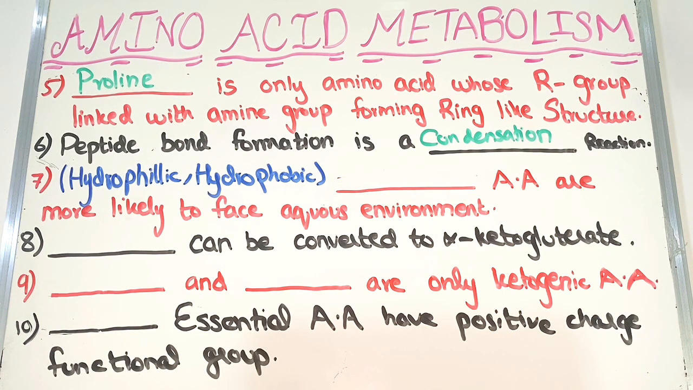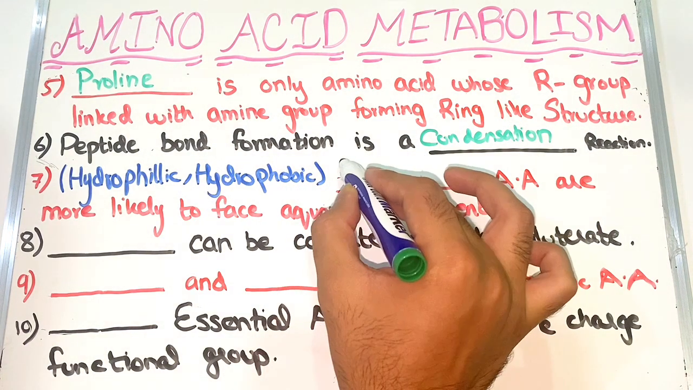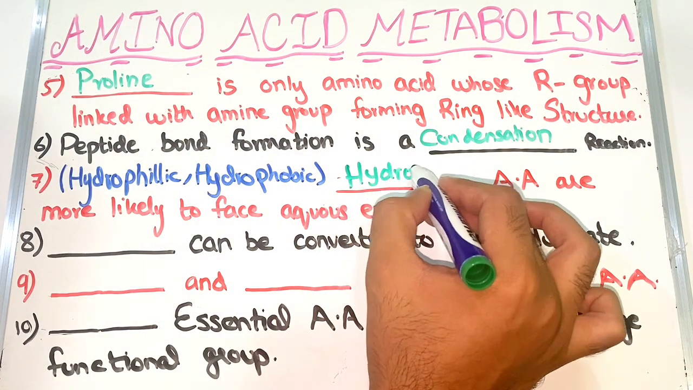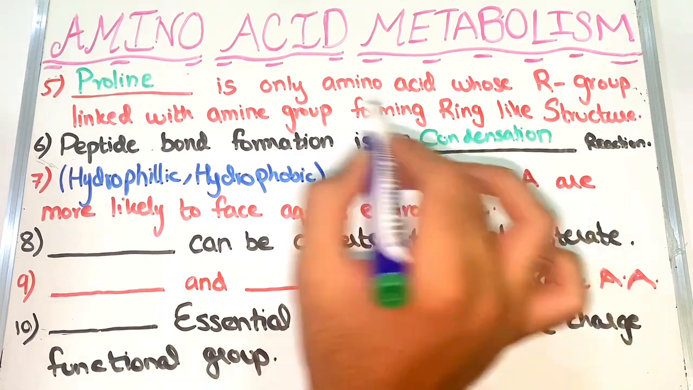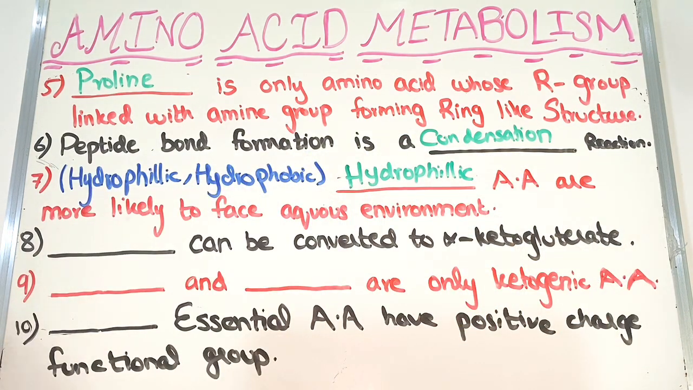So I will first tell you hydrophilics love water, and hydrophobics are resistant to water. So the question is: dash amino acids are more likely to face an aqueous environment. Aqueous means water. So which will you take? Hydrophilic, obviously. So the next question is: dash can be converted to alpha ketoglutarate.